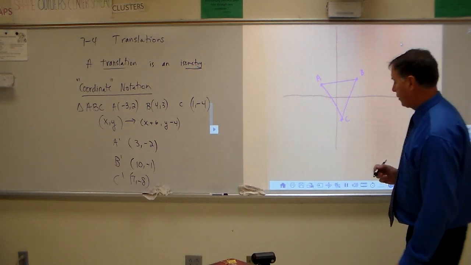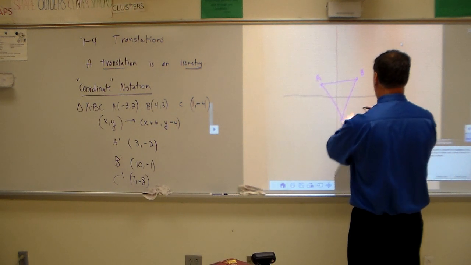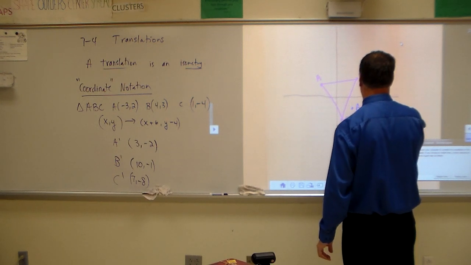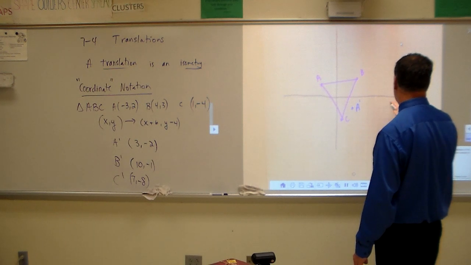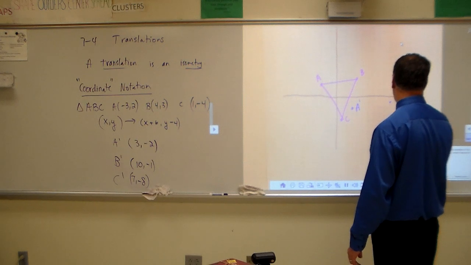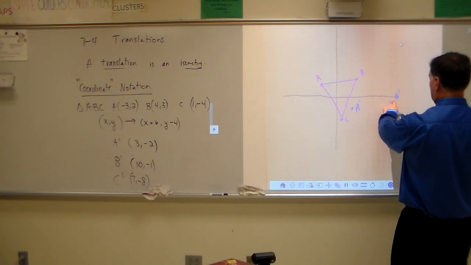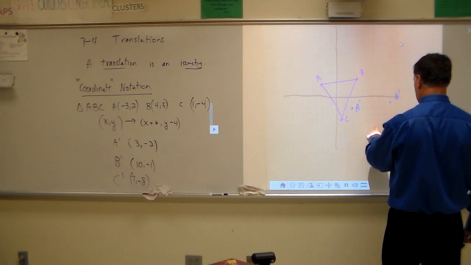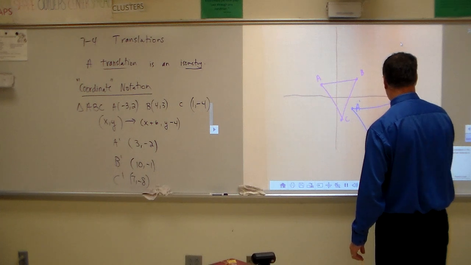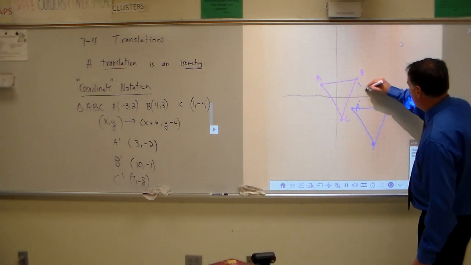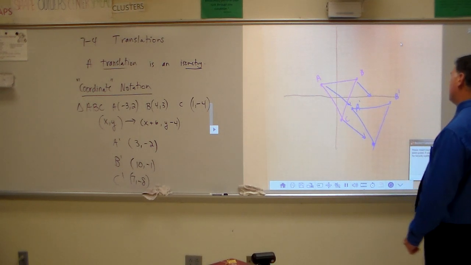All right. So let's graph it. 3, negative 2. I added 6, so I went to the right 6, and I went down 4, and there is my A prime. Next one, 10, negative 1. And that's B prime. And then I have C prime, which is 7, negative 8. There's my new figure. And sometimes they'll draw little arrows to your new point that show you which one's the image and which one's the pre-image.